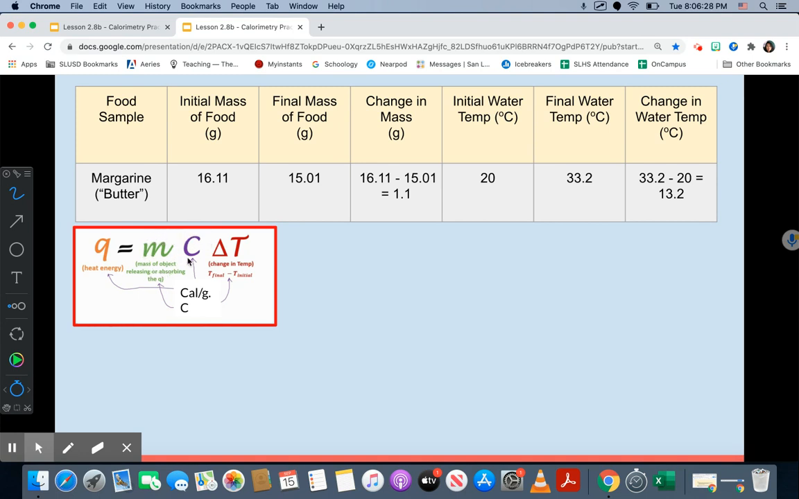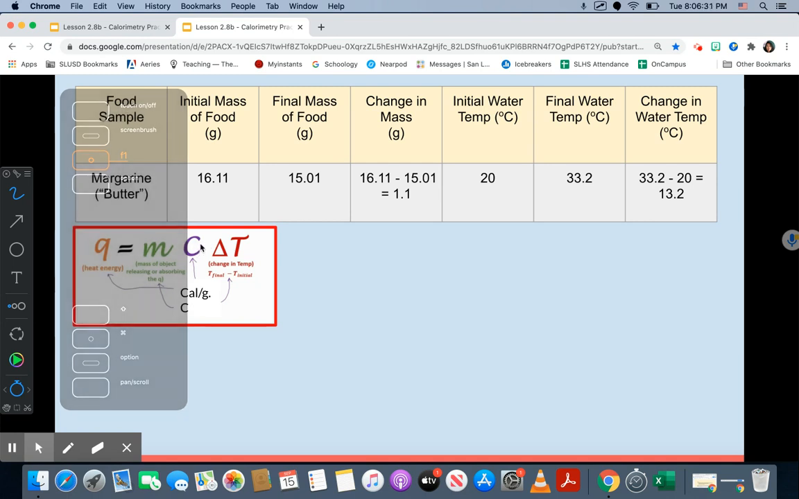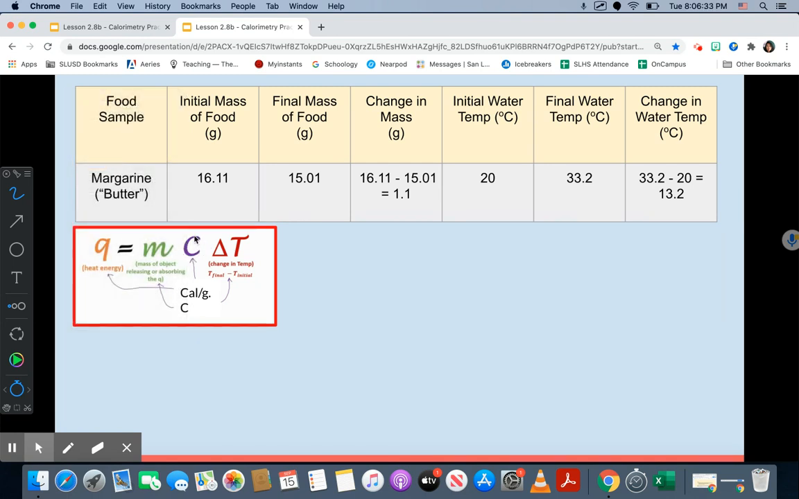C is the specific heat of water, or 1. It's always going to be 1 because basically it makes our math easier, and we know the specific heat of water. We don't always know the specific heats of the calories of the food. But when we burn our food, we can transfer all of that heat into water, and that's why we can use this equation. And then lastly, we need to know the change in temperature for the item that we burned. In this case, it's the butter.